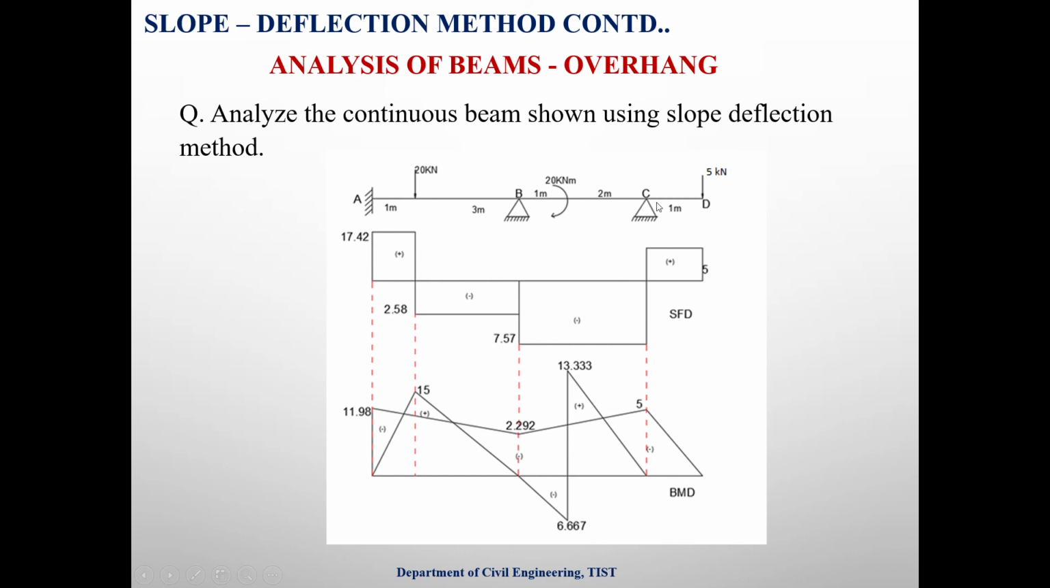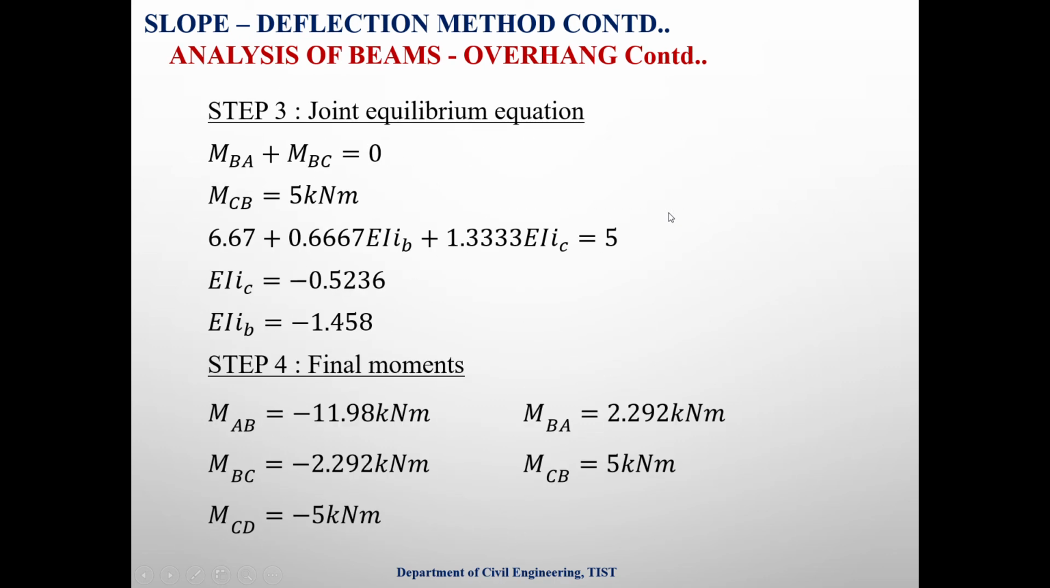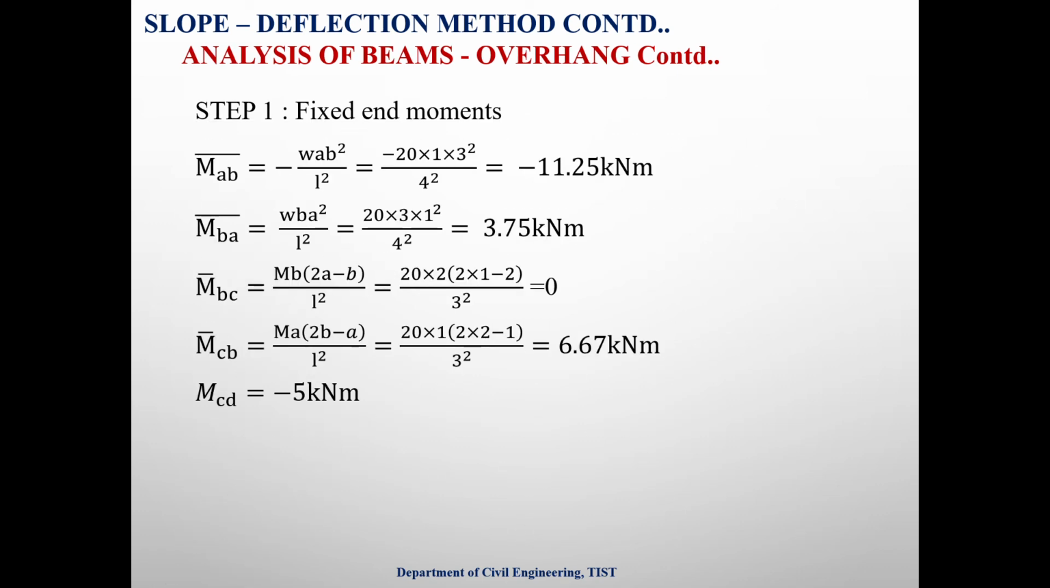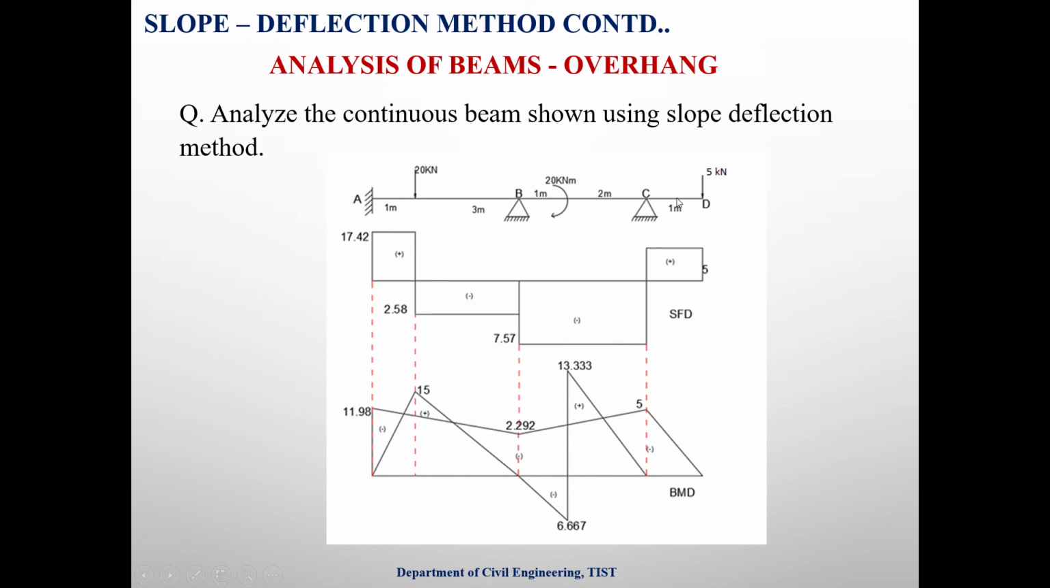In this, MCD can be substituted as 5 kilonewton meter. Then how will you get the 5 kilonewton meter? For this overhanging portion, the overhanging moment is 5 into 1 meter. This 5 into 1 meter is in the clockwise direction. Therefore, MCD, the support resistance, will be in the negative direction. That means 5 into 1 is in the clockwise direction, so the resistance should be in the anti-clockwise direction.